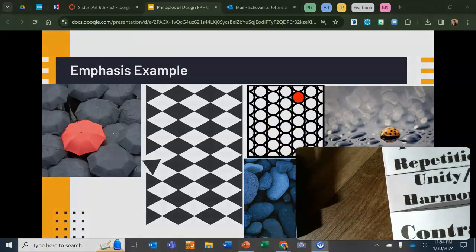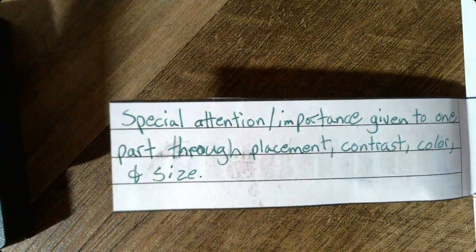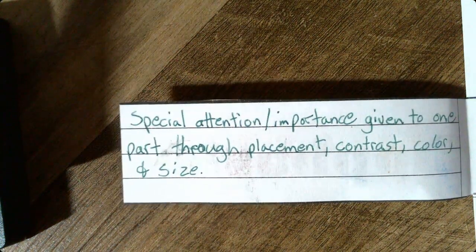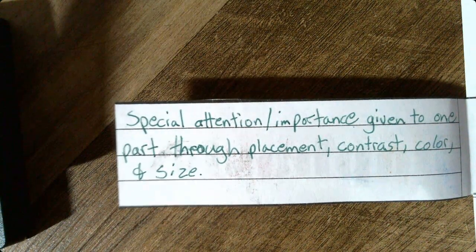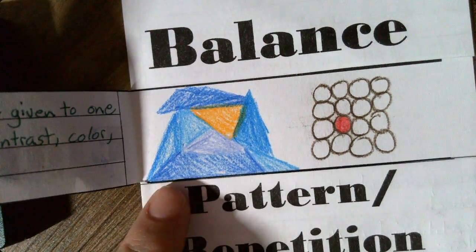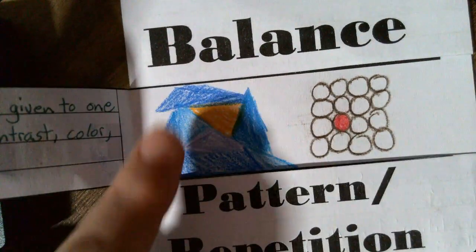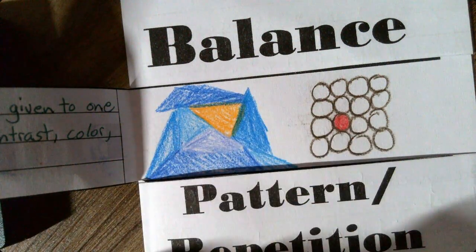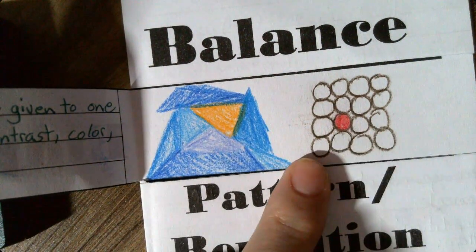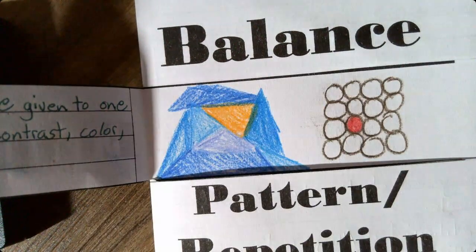So with that in mind, for emphasis: special attention or importance given to one part through placement, contrast, color, and size. And then I literally use my complementary colors again because emphasis and contrast go hand in hand. I use blues around my orange so that orange stands out. And then I just put circles and made one red. You'll have 2 examples. Make sure they're nice and neat.